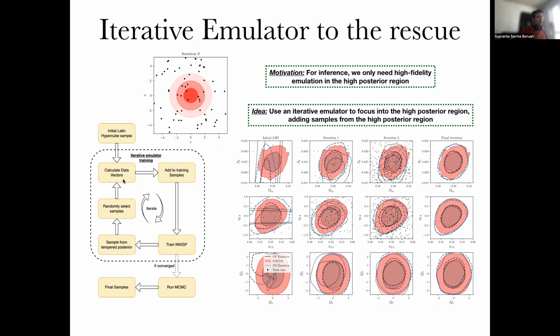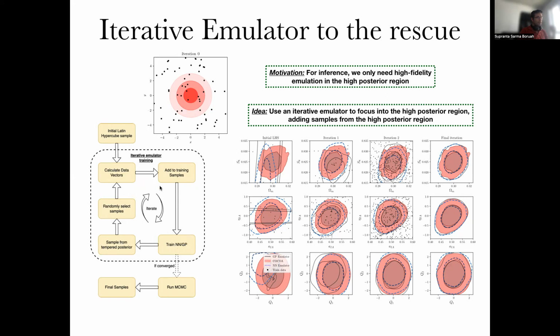However, what we can do is use this rough emulator as a guide to zoom into the high posterior region, and then add training samples by sampling from a tempered posterior using the emulator. Once we have taken some of these points from the high posterior region, we add them to our training sample, and then we do our emulation again.